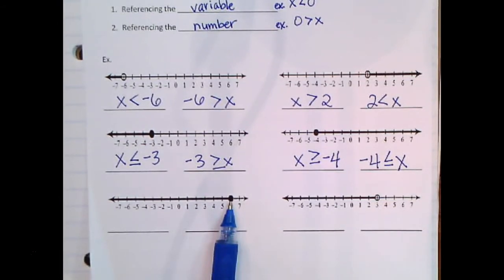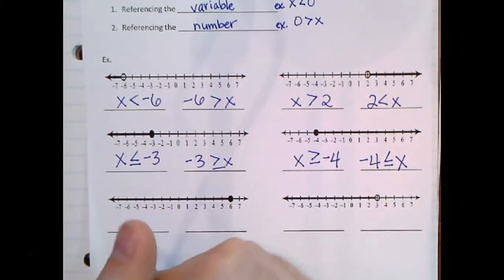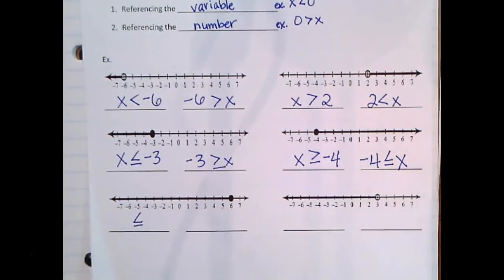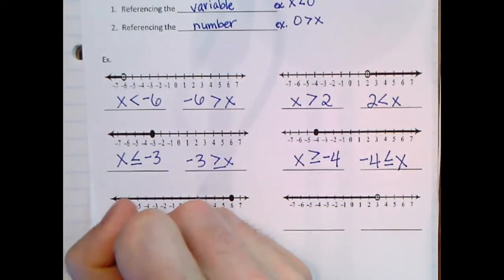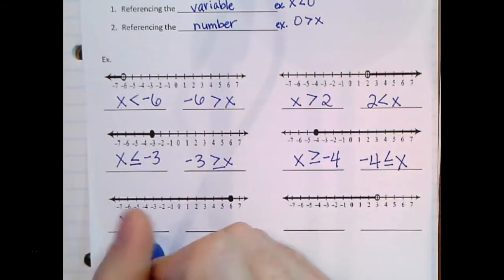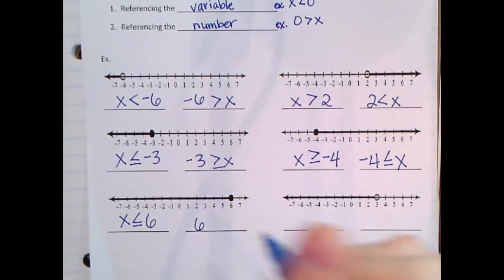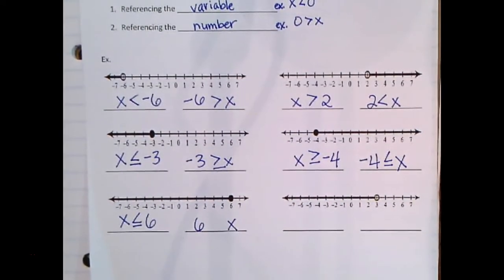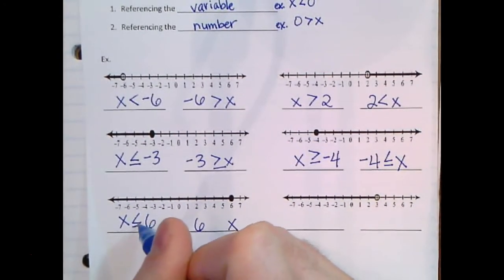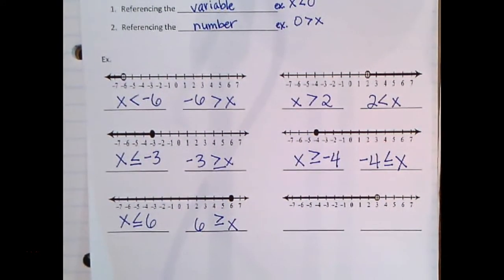Closed circle at 6, and our arrow goes to the left. So closed circle tells me it's got an equal to, left tells me it's less than. Put those together, you get less than or equal to. X on the left side, we're at 6. X is less than or equal to 6. All right, and then we're just going to rewrite that. I'm going to swap those positions, and my symbol's pointing to the x, so I'm going to make sure it stays pointing to the x.